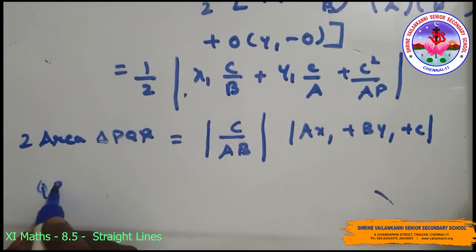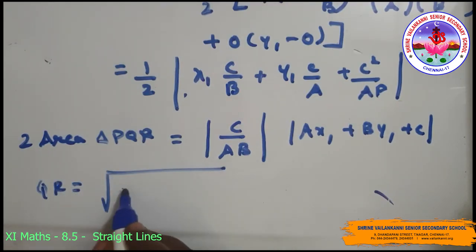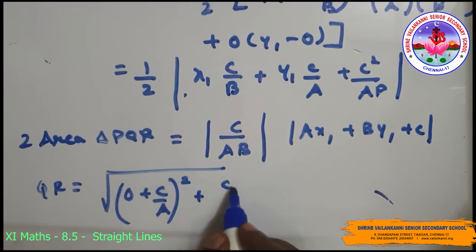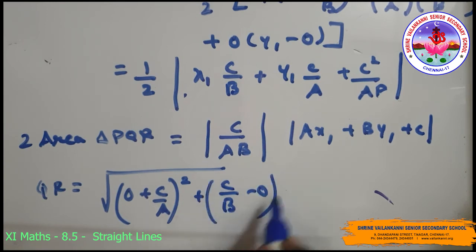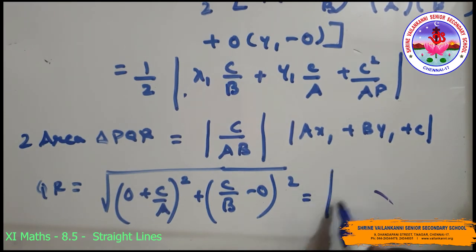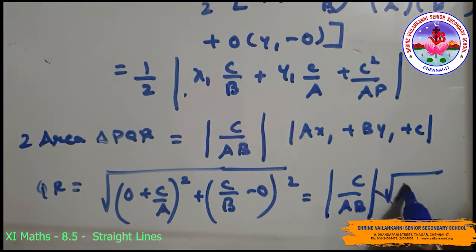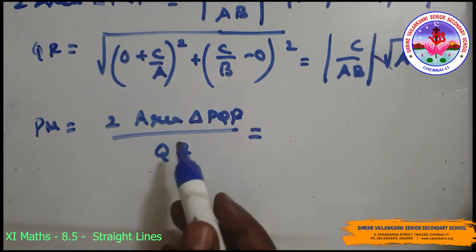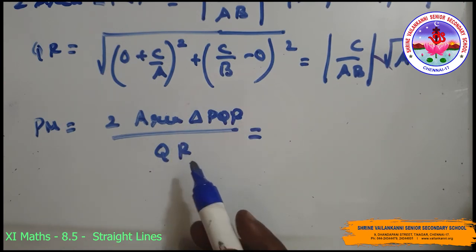And the distance QR is root of (0 plus c by a) whole square plus (c by b minus 0) whole square. So using the distance formula, which is equal to modulus of c by ab into root of a square plus b square. Substituting these values in PM, which is 2 times the area of triangle PQR by QR.